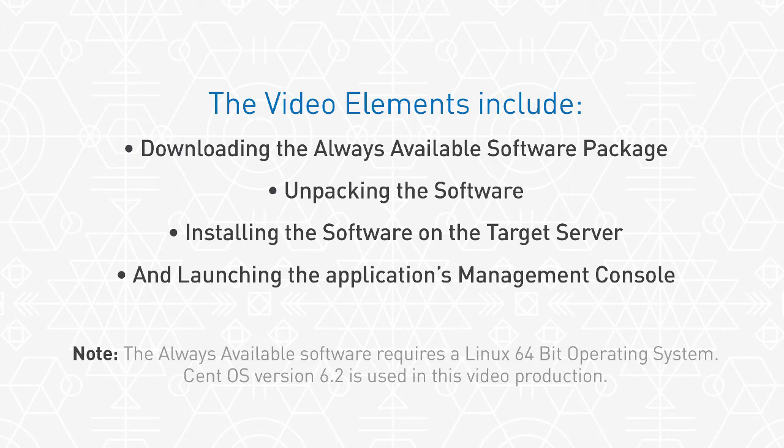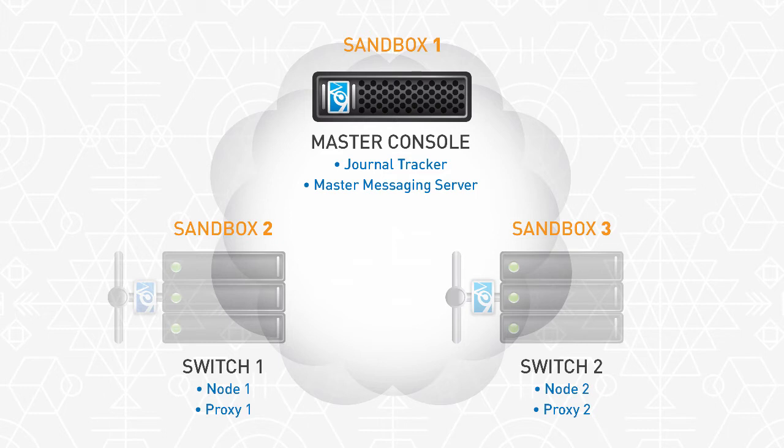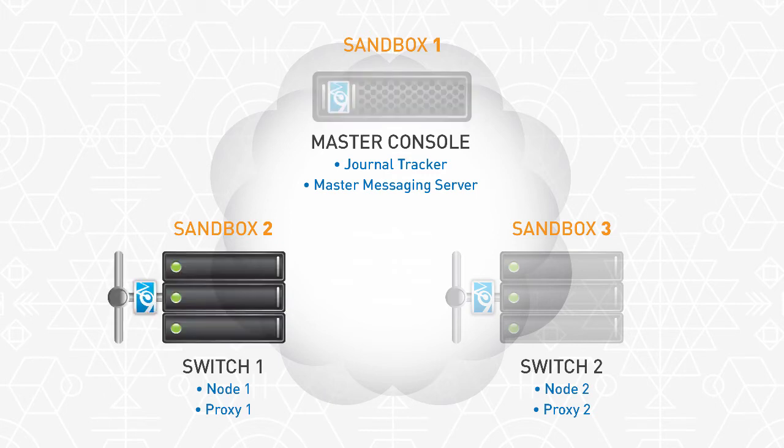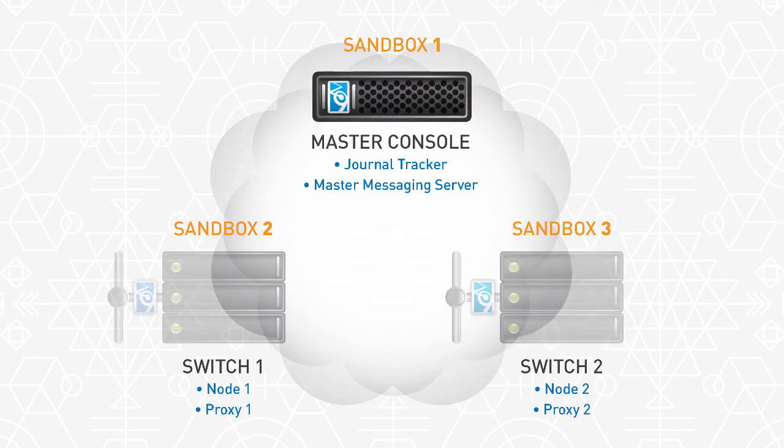As a note, the always available software requires a Linux 64-bit operating system. CentOS version 6.2 is used in this video production. The standard configuration of the always available architecture is comprised of three components: the management console identified here as Sandbox 1, and two additional nodes that provide switching and proxy services identified as Sandbox 2 and Sandbox 3. This video will focus solely on the management console installation process.